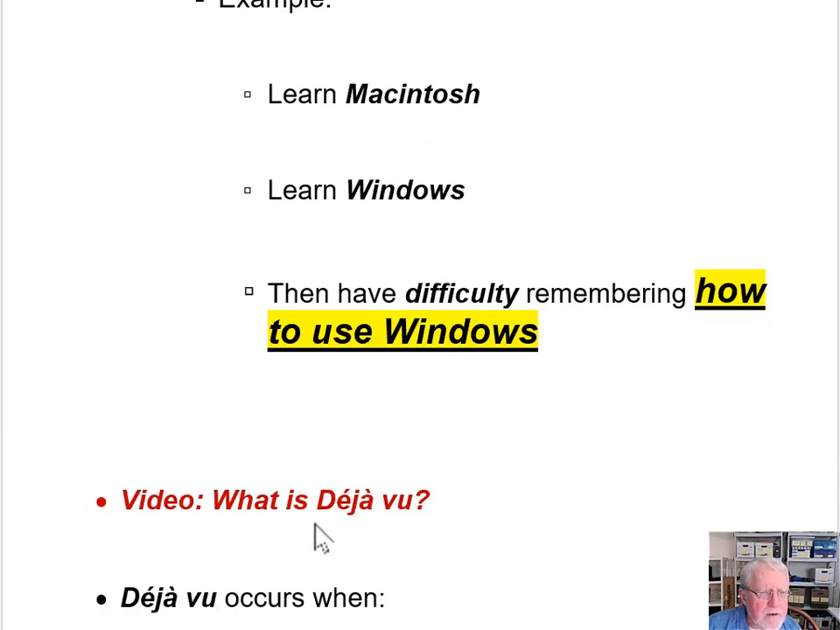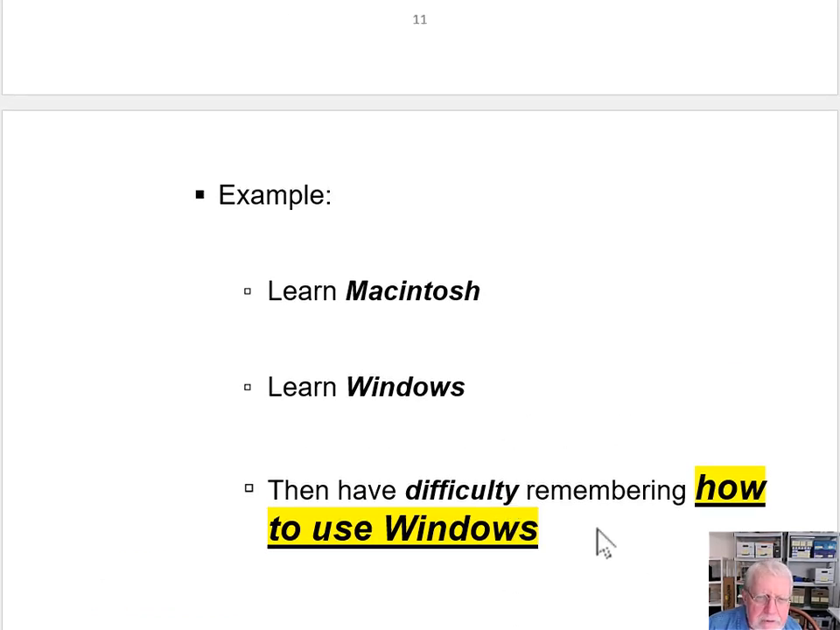Next up is going to be a video called What is Deja Vu? It's going to be a Vsauce video, but given the time, we don't have time to both set up that video and watch it and talk about it. So I'm going to end my lecture at this point, and we'll pick up with my video next time we get together.